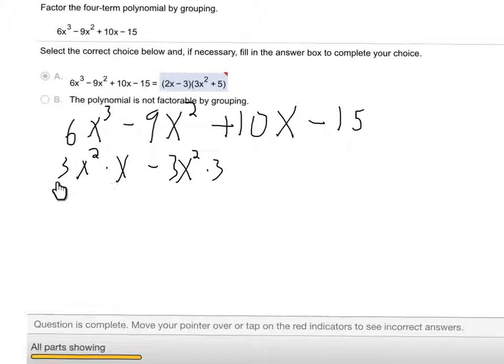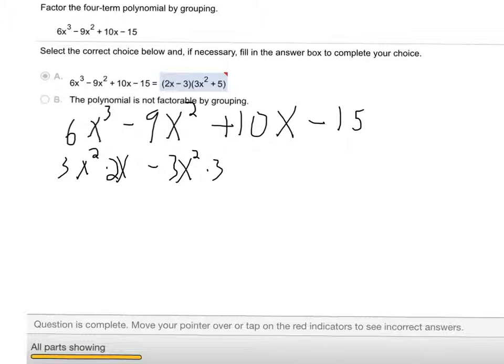If you look here, if you take 3x squared, oops, I need to put 2 there, don't I? 2x. Try this again. If you take 3x squared times 2x, that'll give you the 6x cubed. Take the 3x squared times the 3, that's the same as 9x squared. We have the common factor here in the front.